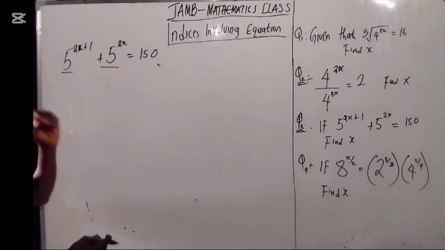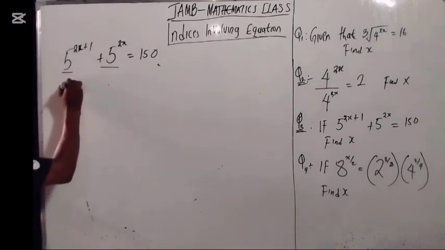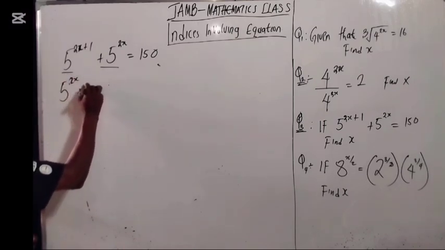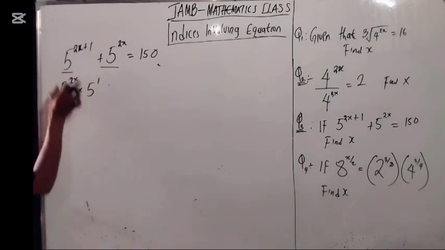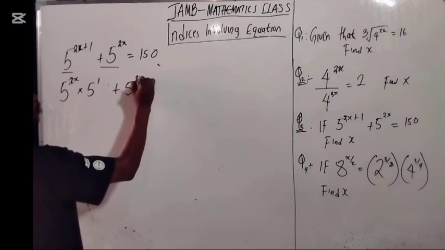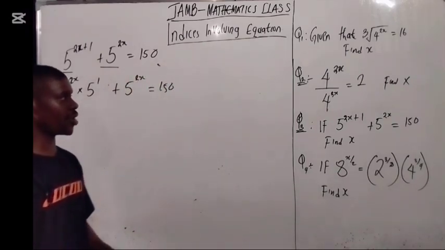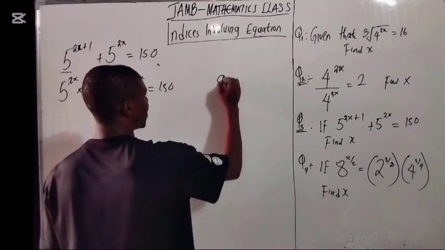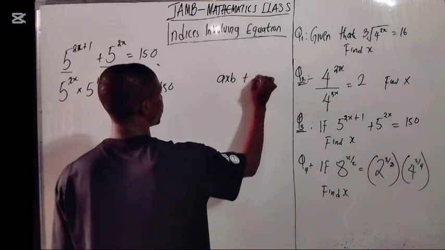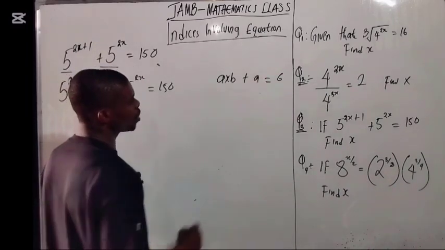So when you factorize that, if you break it down, here we have 5 raised by 2x times 5 raised by 1, plus 5 raised by 2x equals 150. Now let me explain something to you. If for example we have a times b plus a equals 6, from here you can factor something out.